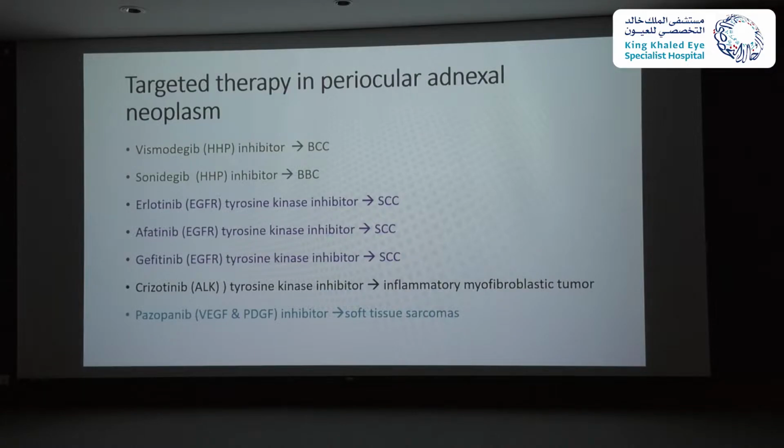And in regards to the small molecule inhibitors, you have the vismodegib and the sonidegib, the Hedgehog pathway inhibitors. They are used in basal cell carcinomas. And you have also the epithelial growth factor receptor tyrosine kinase inhibitors used in squamous cell carcinoma. And there are other small molecule inhibitors used in less seen tumors, like inflammatory myofibroblastic tumor and soft tissue sarcoma.